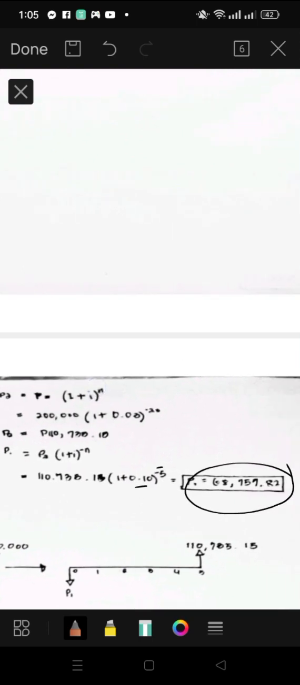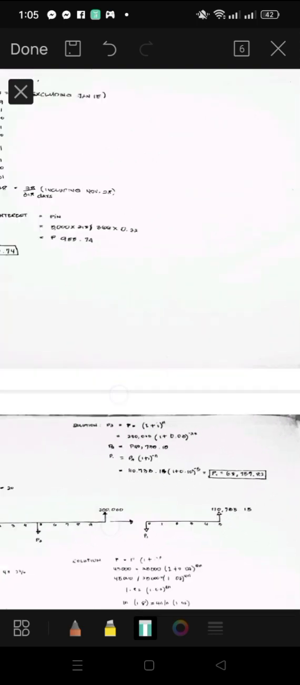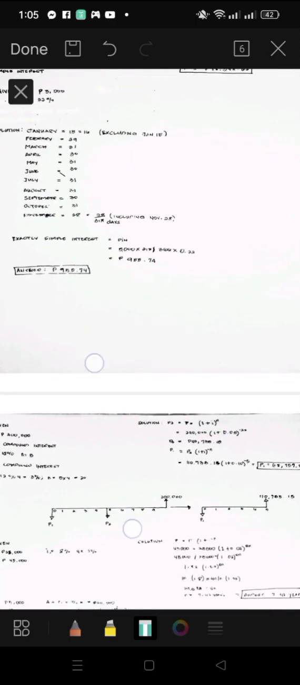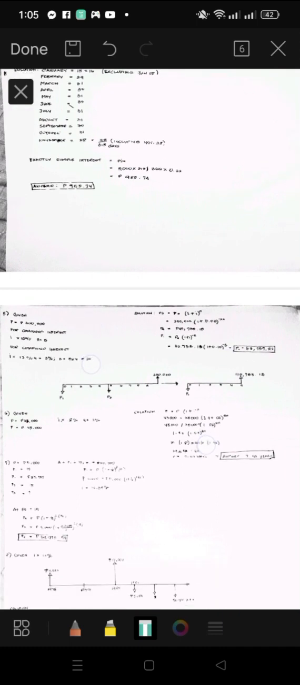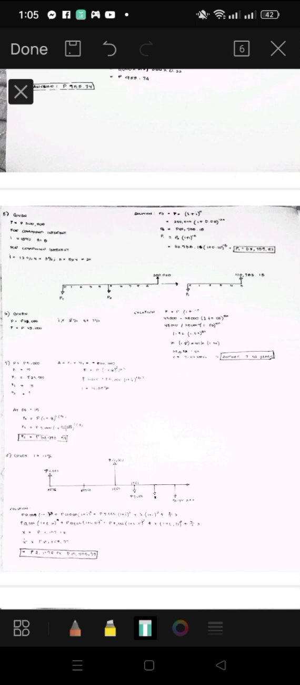So that will become 68,758.82. That amount should be invested so that his son will receive 200,000 in 10 years. So let's proceed to our problem number 6.